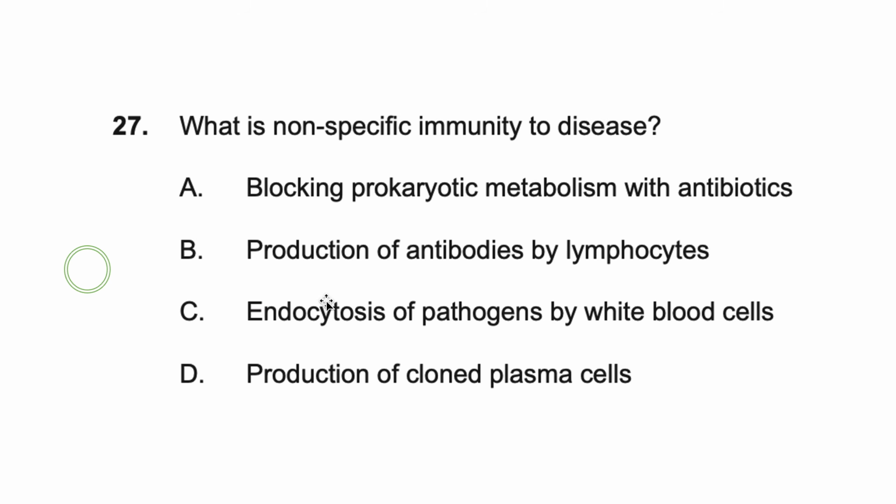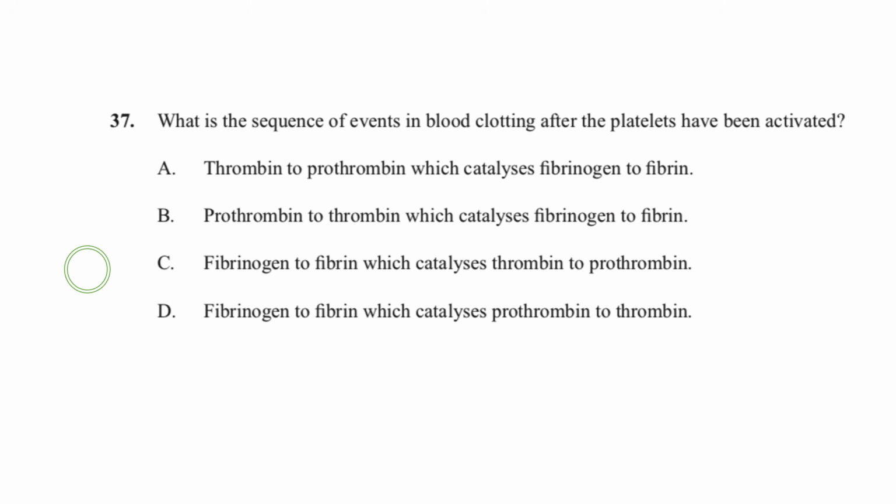Endocytosis of pathogens by white blood cells. That's true. Remember, uptake, eating them, phagocytosis of white blood cells, specifically which white blood cell? The macrophage. So yeah, that's true. That's innate immunity. Production of cloned plasma cells. No, that's adaptive immunity once again. Okay, next.